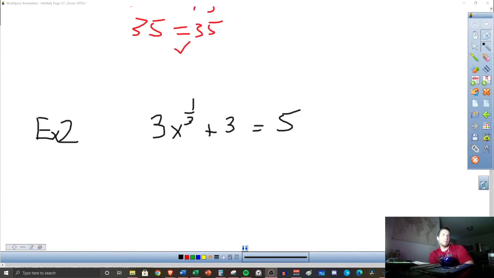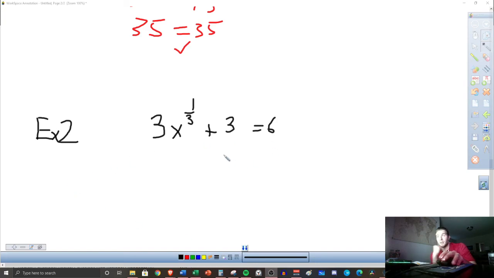All right, so I've written up example 2 here. I'm going to go ahead and pause it, and I'd like you to work it. This, by the way, is a 3. Let me just make sure that that's there. Okay, 3x to the 1/3 plus 3 equals 5. Sorry, this is actually supposed to be a 6. So go ahead and work this problem.